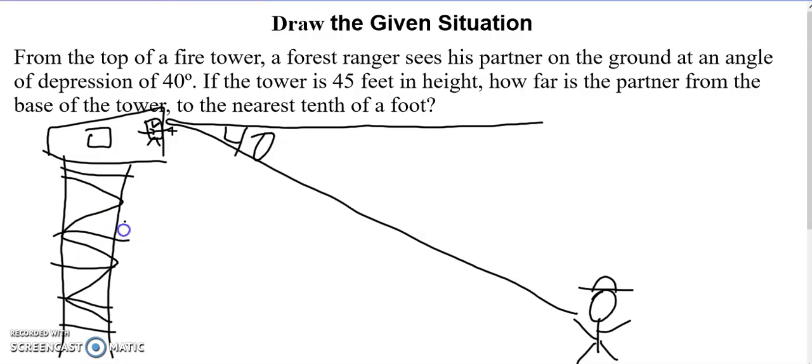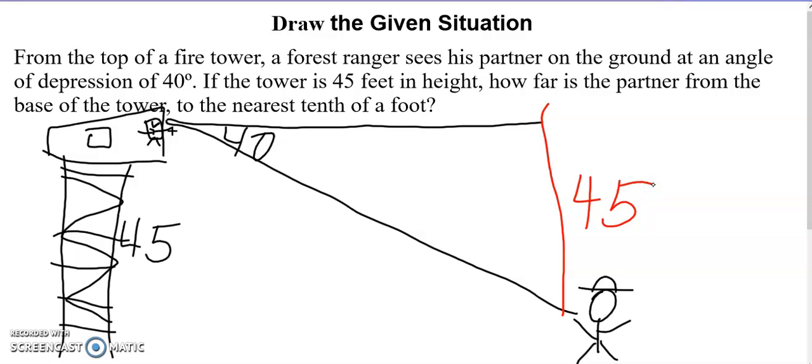The tower is 45 feet in height. How far is the partner from the base of the tower? Now here's where it gets fun with an angle of depression. An angle of depression does not have all these elements in it. So when we're drawing in the height of the tower, that's over here, and the how far is my X up there. Okay? Angles of depression. The triangle, that right angle is always up high.